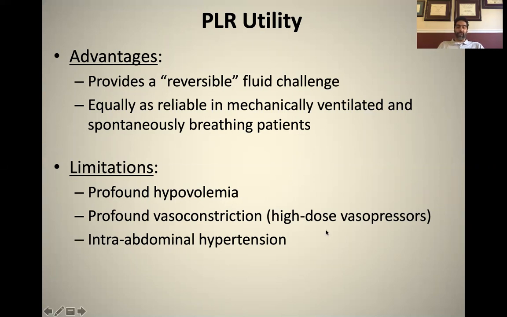Intra-abdominal hypertension is another thing that can get in the way, of course, because the blood has to go from the legs through the abdominal compartment into the heart. If you have high IAP, then that blood may not get back, or at least not as rapidly as would be needed for a passive leg raise. So that's another potential limitation. Obviously, if you're a lower extremity amputee, that can get in the way as well. Okay.